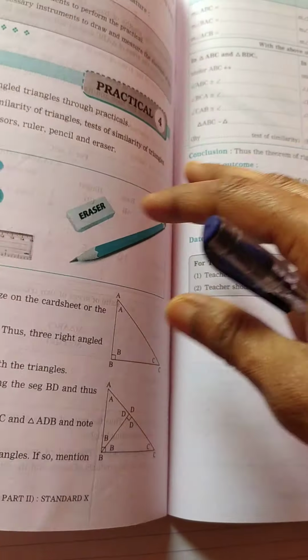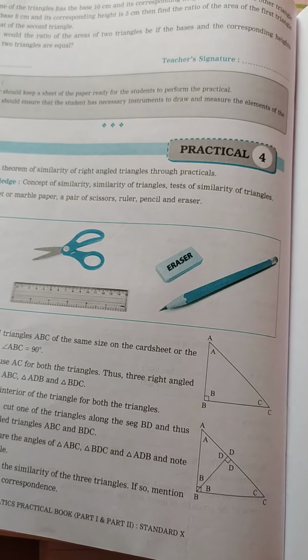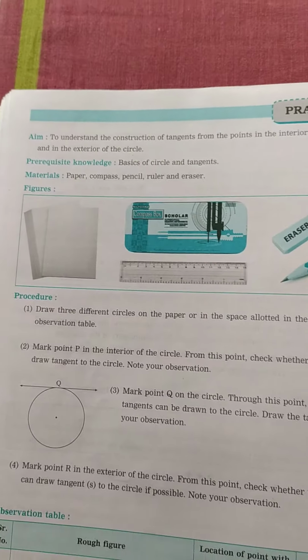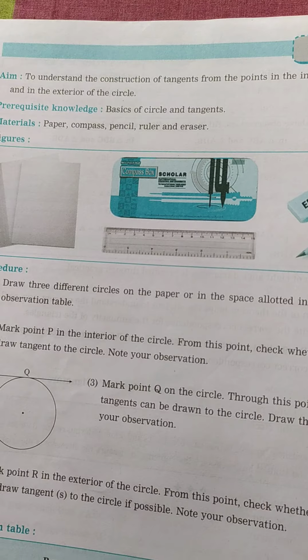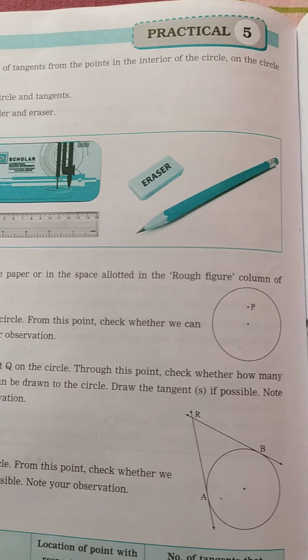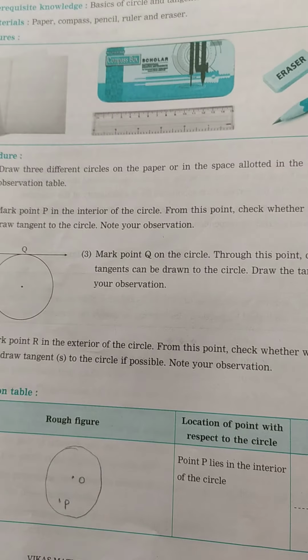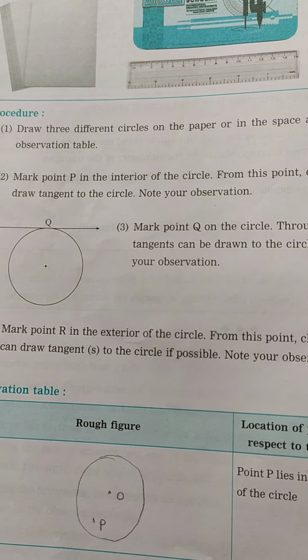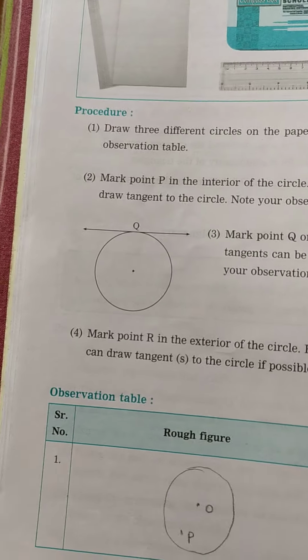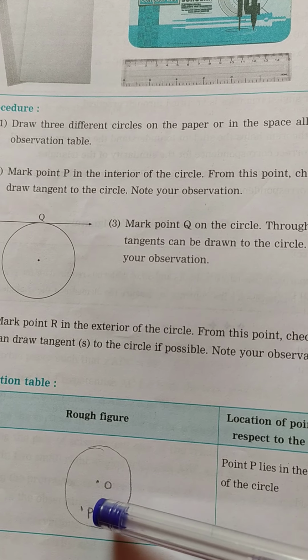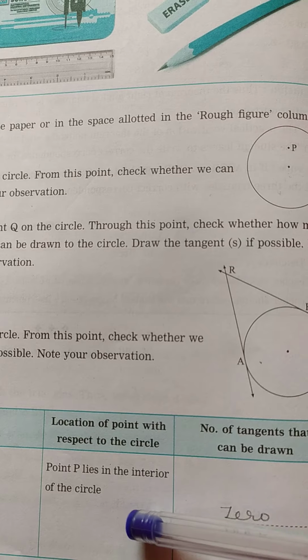Next, go to the next one, which is practical number 5. Now practical number 5, to understand the construction of tangents from points in the interior of the circle, on the circle and exterior of the circle. Now here what you need to do, observation. You're going to draw a figure. The center is O. Take a point P in the interior of the circle. Point P lies in the interior.